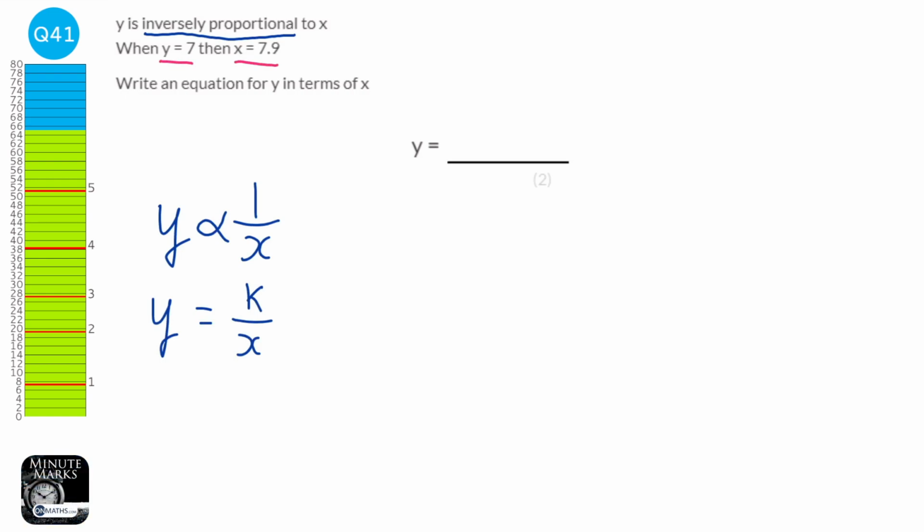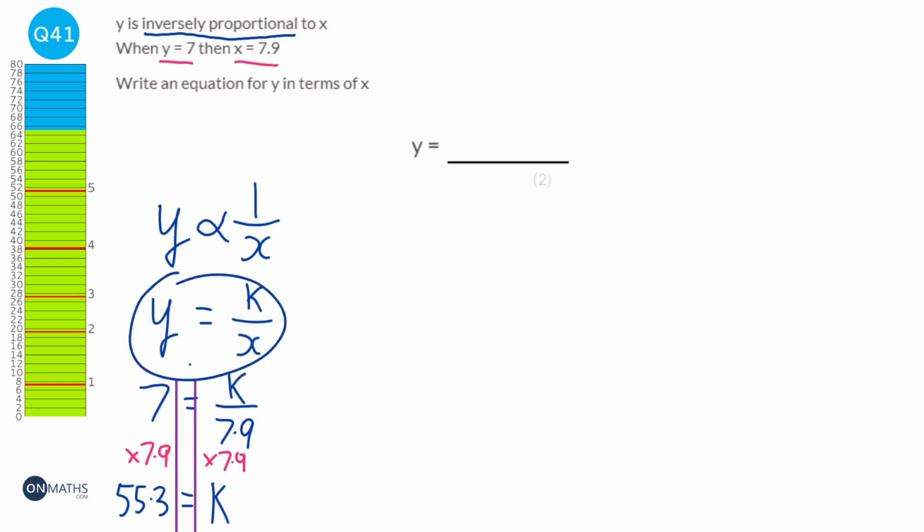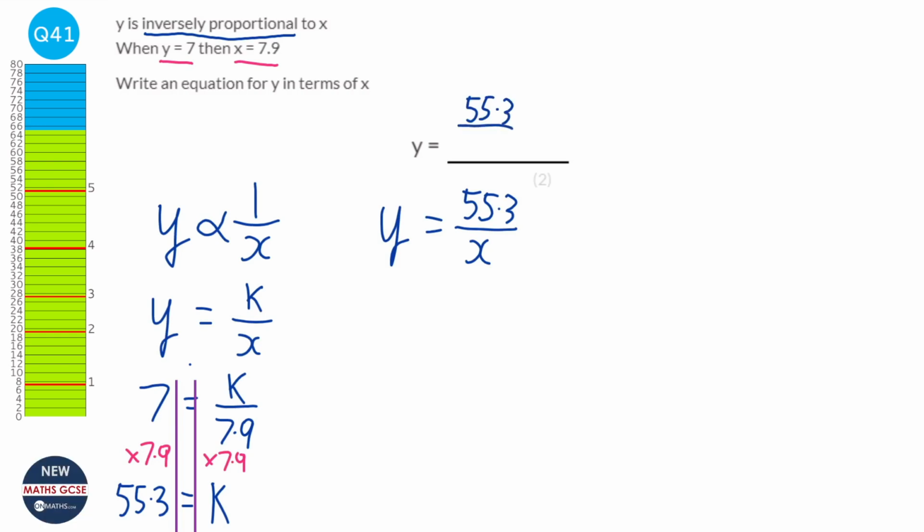So we know that when y is 7, then x is going to be 7.9. And what I need to do now is just draw my lines down. And what I'm going to do is I'm going to just times both sides by 7.9. And so we have k equals, and it'd be 7 times 7.9, which is 55.3. So we know that k is 55.3. So I'm just going to rewrite this equation here, or this formula here. But instead of k, I know that it's going to be 55.3. So our answer is y equals 55.3 over x.